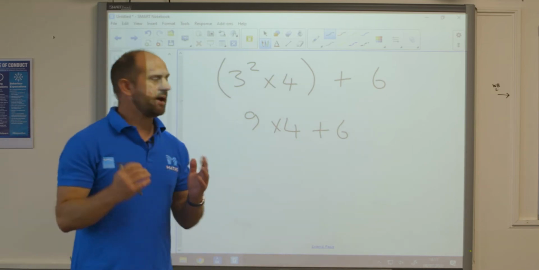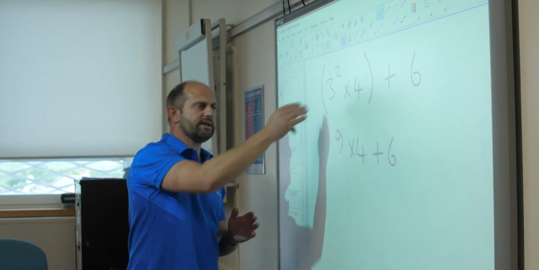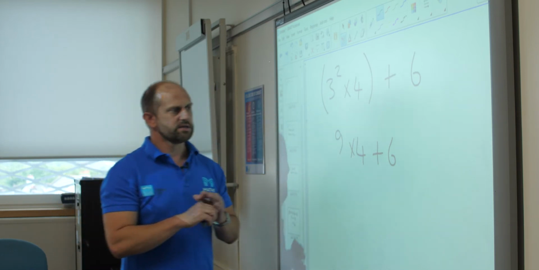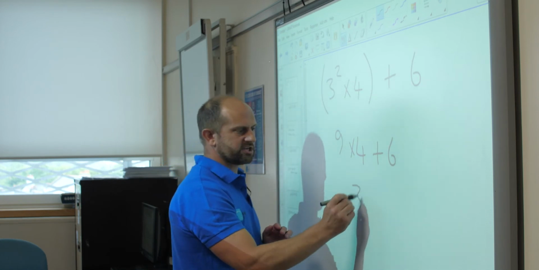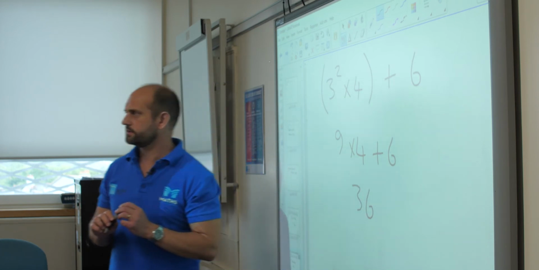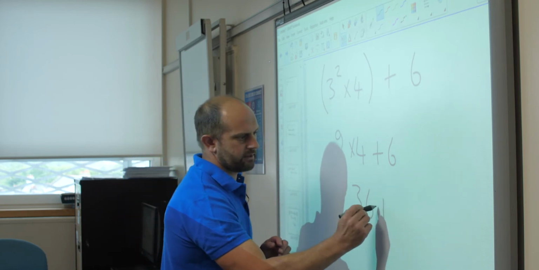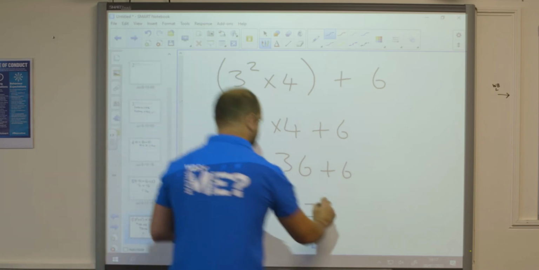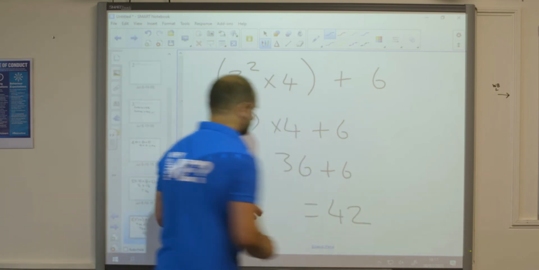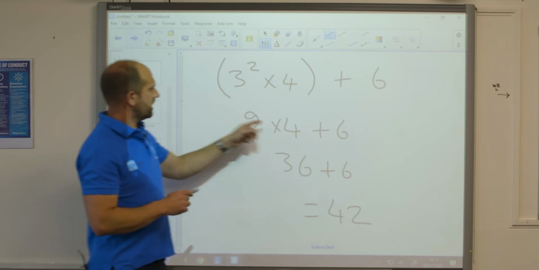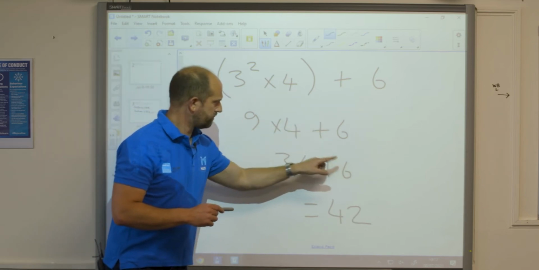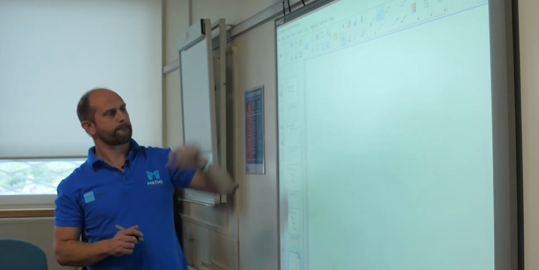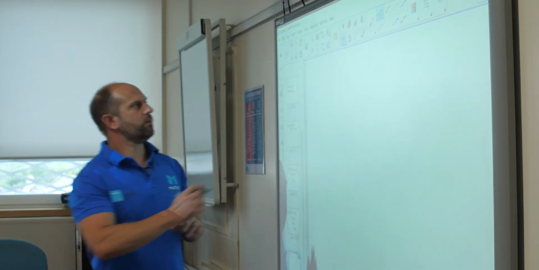Next thing I'm going to look at in BIDMAS, done my bracket, done my indice. I haven't got a division, so I'm going to do my multiplication next. So 9 times 4, that gives me 36. Plus 6 equals 42. So 9 times 4 plus 6 gives me 36, plus 6 gives me 42. Let's have a look at another one.